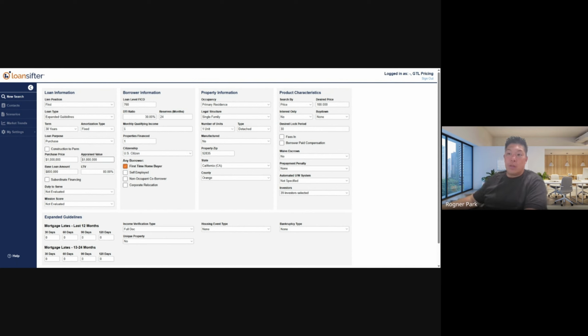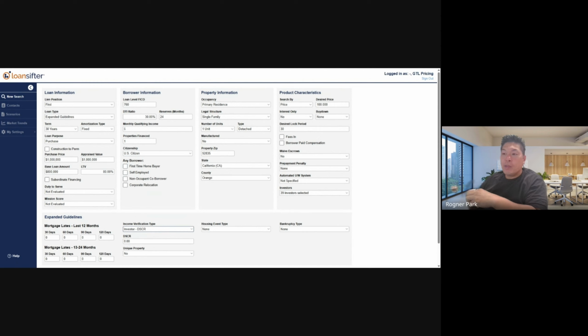So real quickly, if you haven't ever done so, we're going expanded here, 30 years, purchase. I'm just going to do a $1 million purchase here. 760 was the default. We're unselecting first time. We're going self-employed, which doesn't really matter. We're going to go DSCR. Under investor DSCR, you'll notice there are two options: one is DSCR and one is no ratio. We're going to focus on DSCR right now.